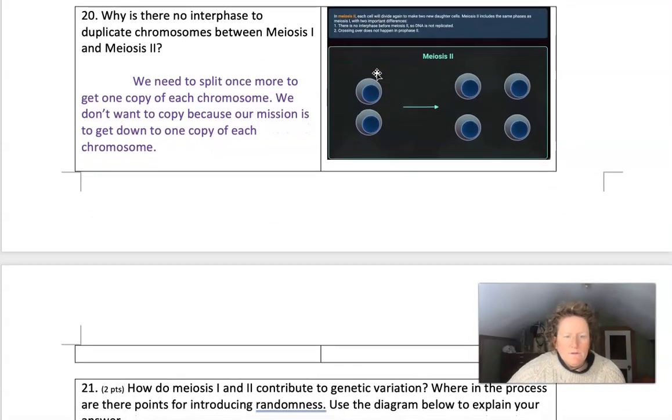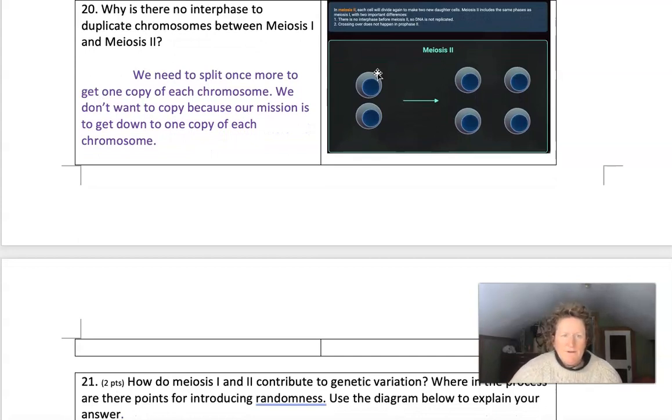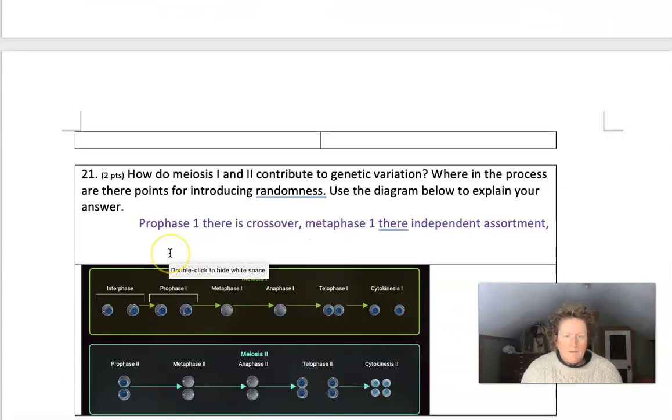Why is there no interphase? I happily wrote an answer here for you unintentionally, but you don't want to double your chromosomes, because the whole point of meiosis is to get down to one copy. So you go from 4, then you do meiosis 1 and you're in 2 in each cell, and then you go to 1 copy in 4 cells. If you doubled, you'd still have 2N, or 2 copies of each chromosome in each cell, and that would be trouble, because 2 plus 2 is 4 when you combine eggs and sperm, and that's more than you need in a cell.